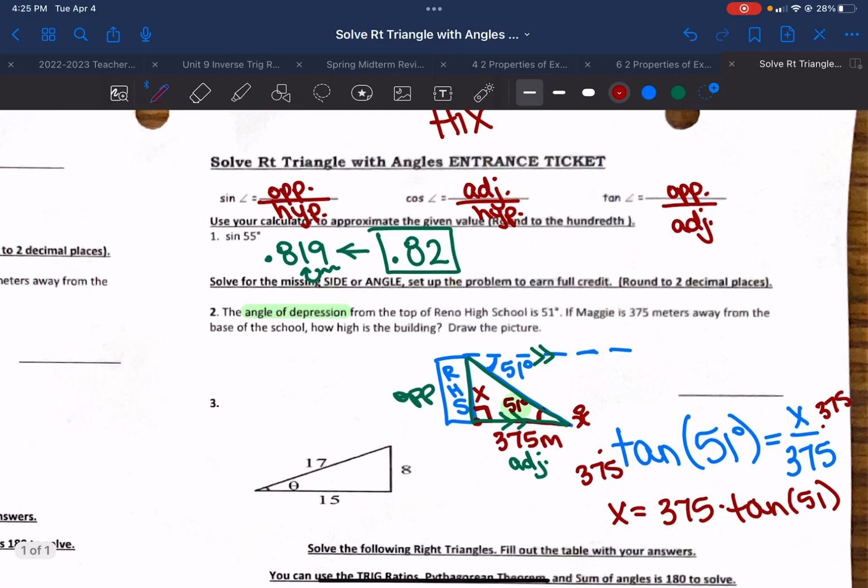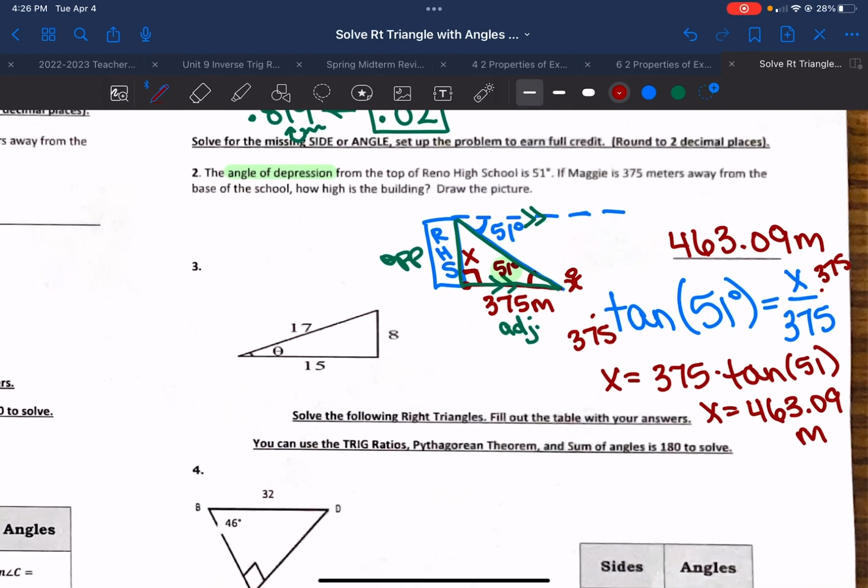All right, and it looks like x, or the height of the school, is equal to 463.09, rounding accordingly, and we are talking about meters. Okay, so that's what's going to go here, 463.09 meters.